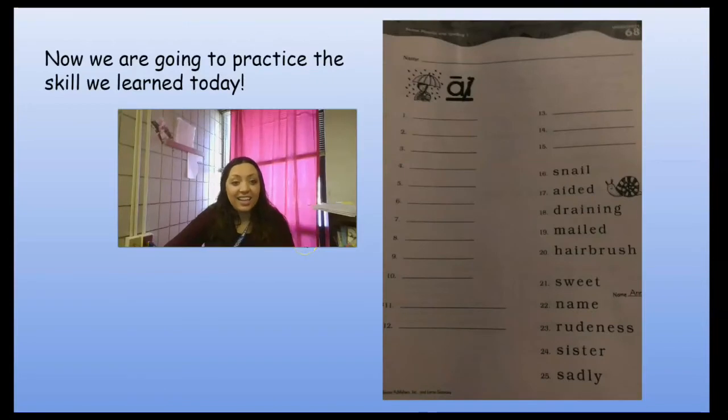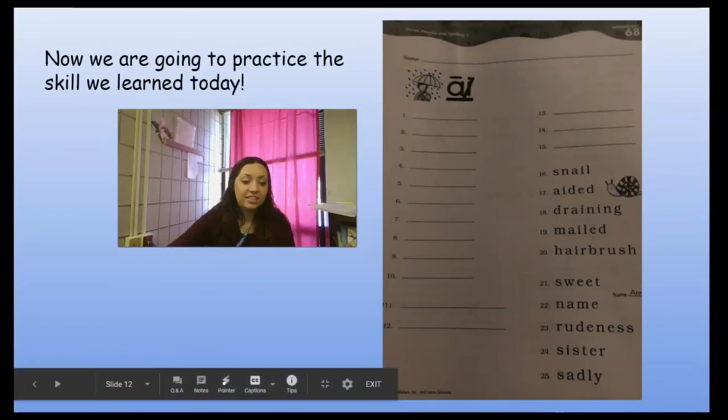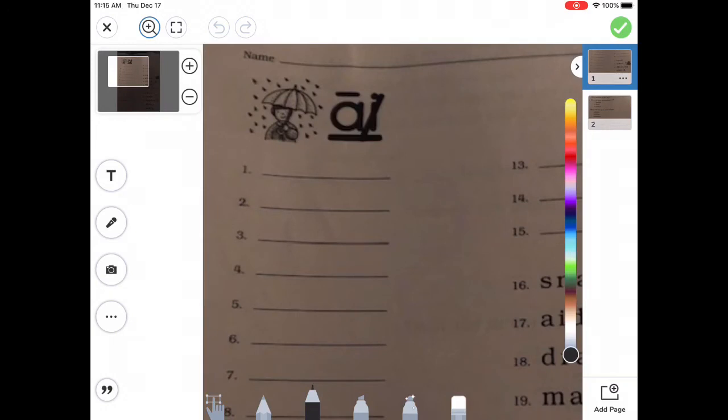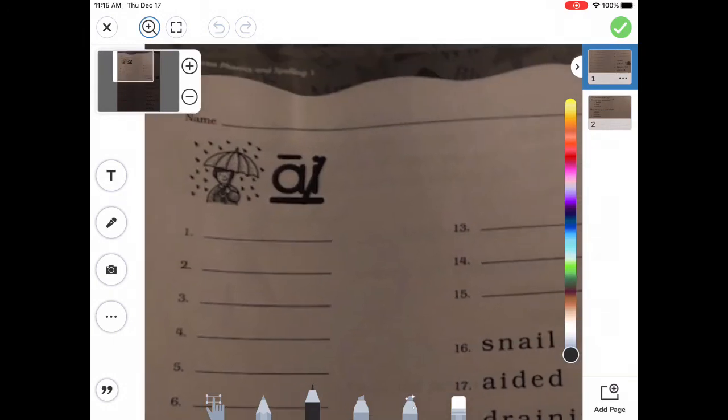Okay, we're going to go ahead and connect to Seesaw so that we can complete our activity sheet on vowel digraph AI today. Hi guys, so we're going to go ahead and do our activity sheet for our lesson that we talked about on vowel digraph AI today. So the first thing that we're going to do is we're going to practice some of those spelling sounds, okay? So when I say a sound, you're going to tell me how you would spell that sound.